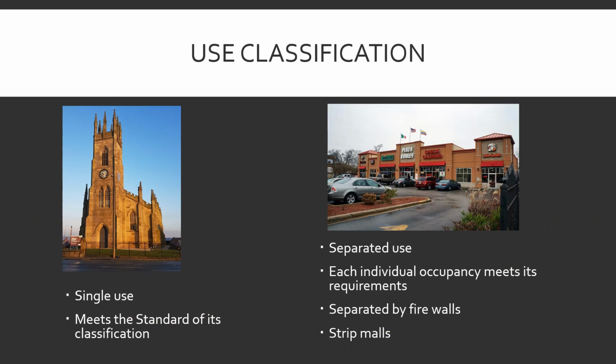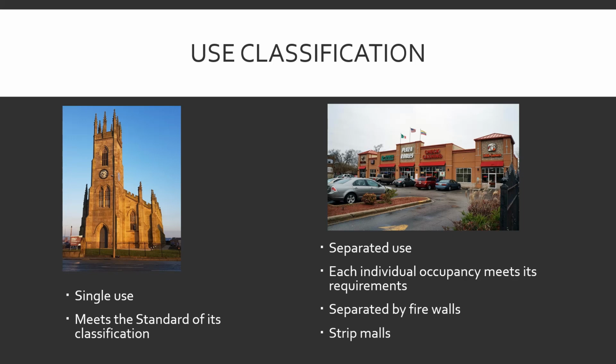First off the bat, we have single-use classification. An assembly building is an assembly building. An educational facility is an educational facility. It meets the standards of its classification, and there, self-explanatory.